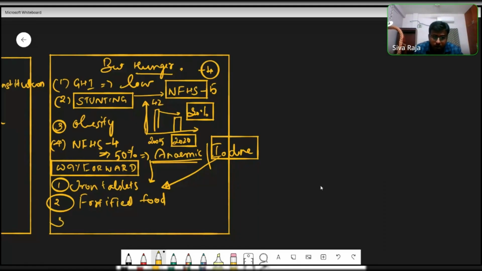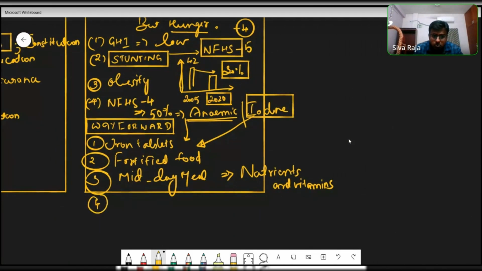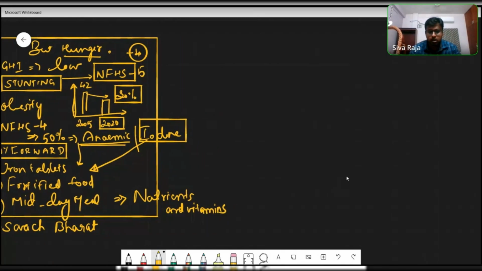Then, for example, the midday meal scheme. Earlier it was for quantity. Now they are talking about nutrients, vitamins, and calories. They are now thinking from this angle. And for example, you can talk about Swachh Bharat also. Swachh Bharat is for what? Scientists say that without proper sanitation, the nutrients are not absorbed in our body properly. So when you have proper sanitation, you will have better absorption of nutrients. So you should understand this, and you can write about it. This is how this question can be addressed.